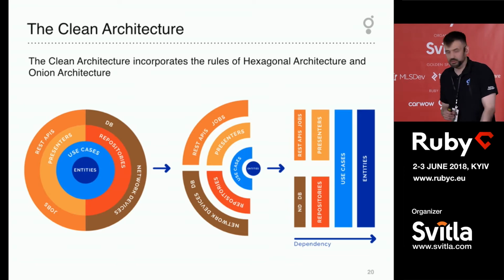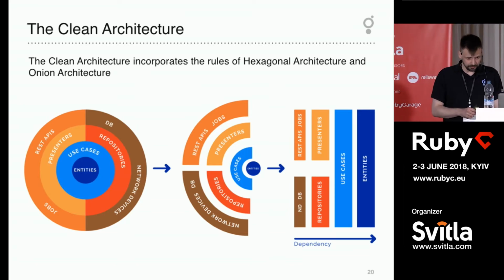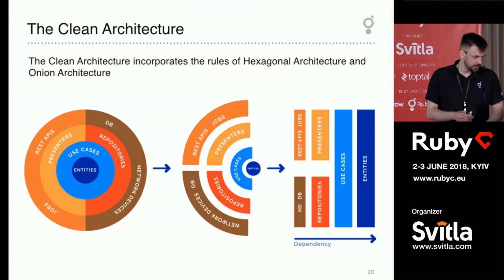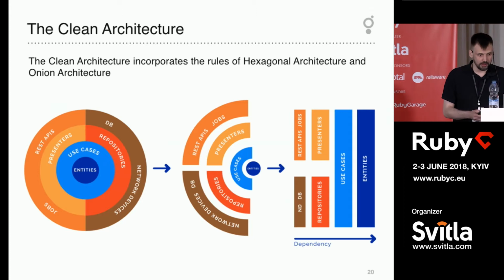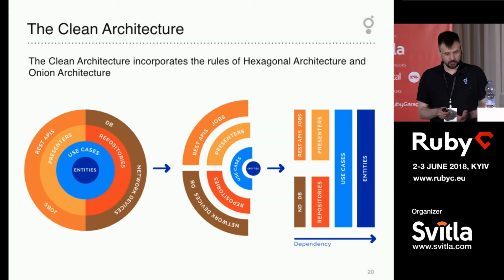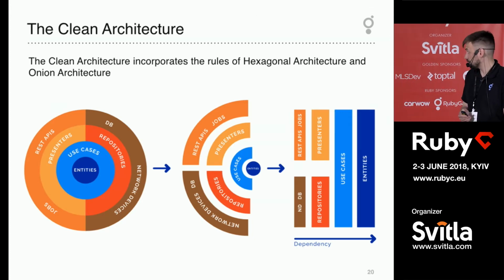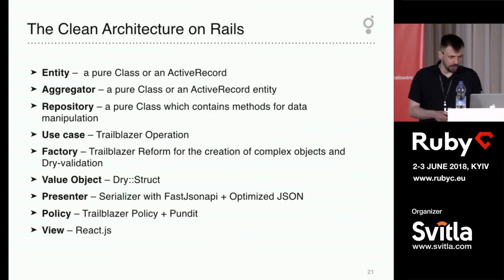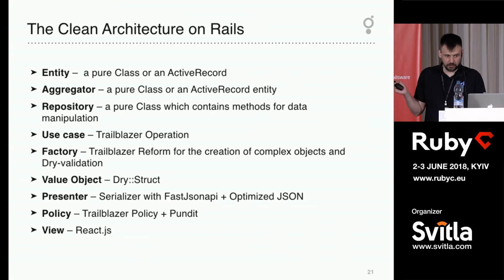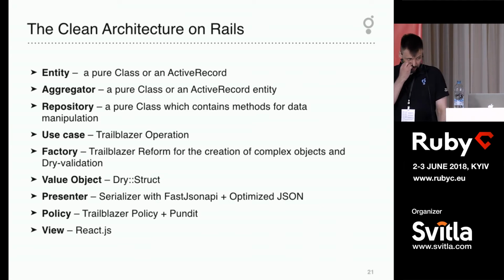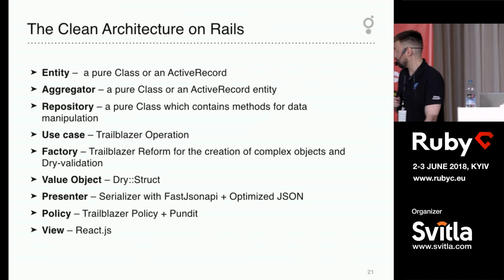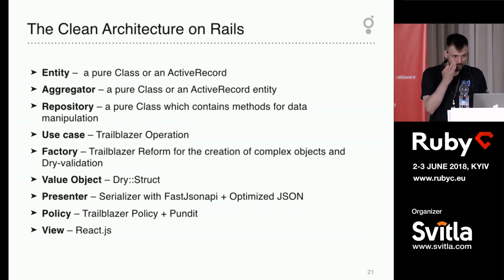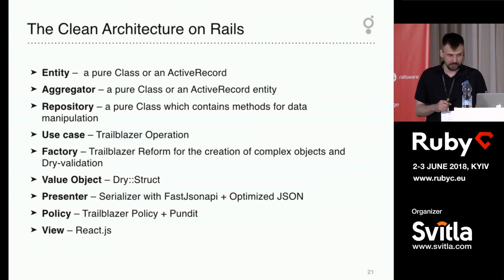Clean architecture just tries to combine these principles, and we try to implement it inside of a Rails application. So yeah, that was about architecture. Right now we go to design. We chose a number of patterns and tools to implement clean architecture in a Rails application.